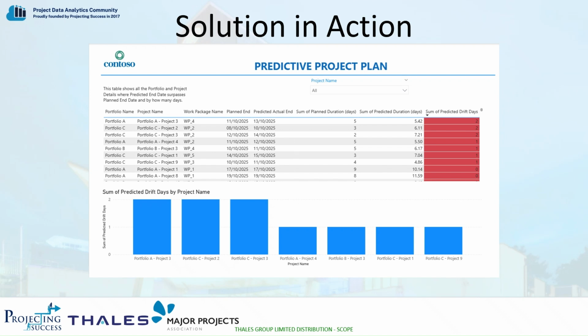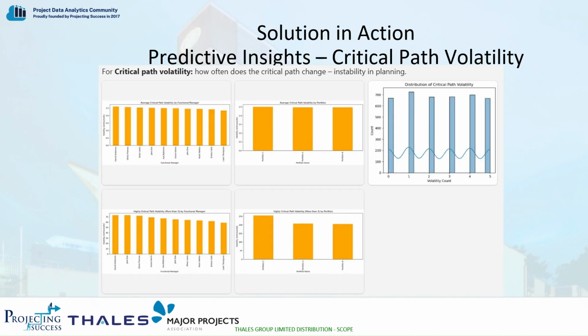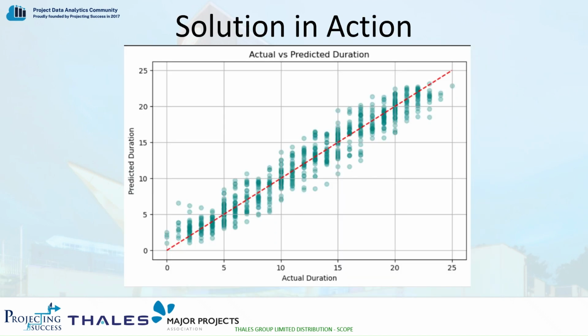Thank you. This table shows all the portfolio and project details where predicted end days surpass planned end days, and by how many days. When projects get delayed, it's usually because the critical path keeps shifting due to rework, changing resources, or shifting priorities. We analyze the pattern and find distribution curves around certain portfolios and teams. It's not about blame, but about clarity. With this insight, we can focus support where it is needed and make delivery more predictable.